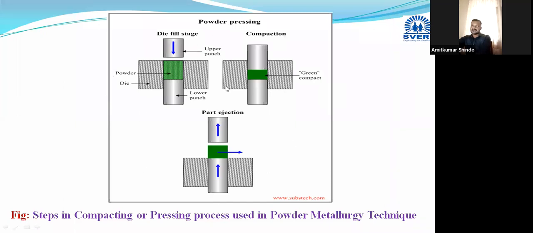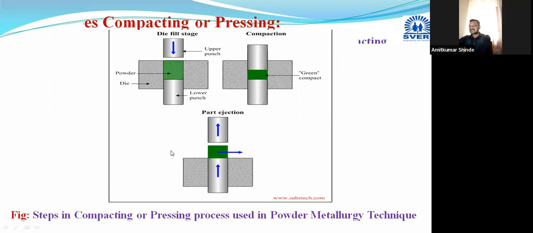These stages I have highlighted in this slide also. Filling: this is the die cavity, lower punch, upper punch, and the metal powder filling. Then compaction or pressing, and this is the ejection of that part. These three stages are there, and I have highlighted them in this slide also.